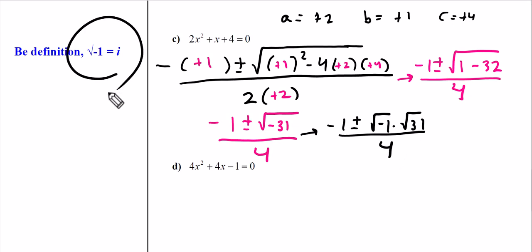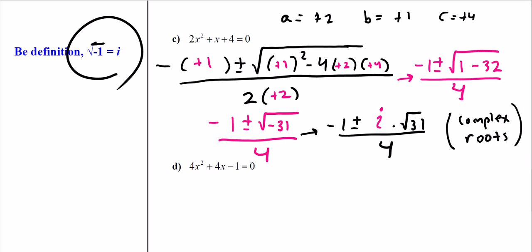And by definition of complex numbers, square root of negative 1 is equal to I. So instead of having this square root of negative 1 right here, I'm going to put I. That's an I, not a 2. So my final answer is negative 1 plus or minus I radical 31 over 4. Now, if we were doing discriminant, it would have told us that, hey, this problem has complex roots. And now we're showing you what that looks like.